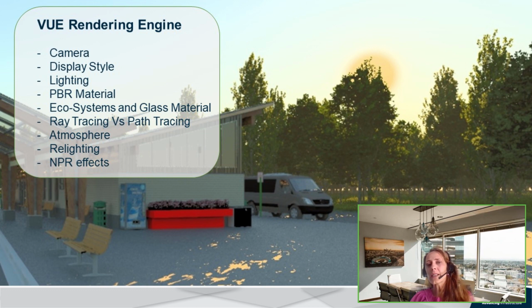So we will go through different topics to obtain a good visualization, such as camera, display style, lighting, materials, and of course, all the new features in the new view rendering engine. So as PBR material, new ecosystem and glass material, ray and path tracing, atmosphere, relighting, and MPR effect. So now it's very easy to produce a wonderful visualization in MicroStation with only a little bit of practice and a few clicks. So let me start.